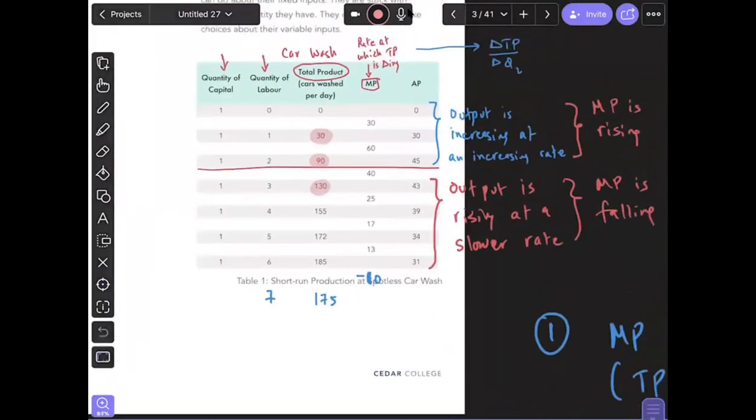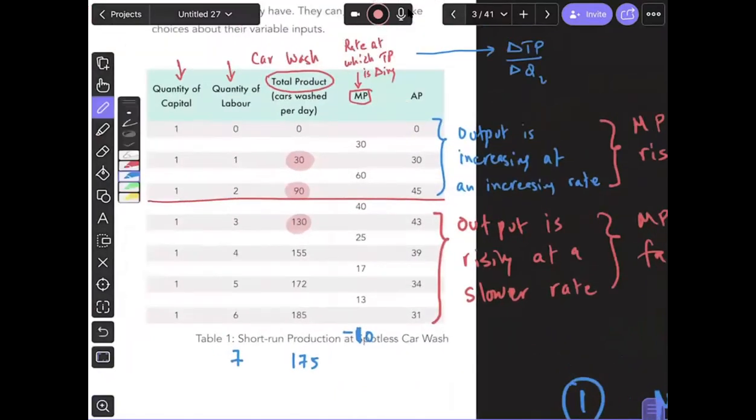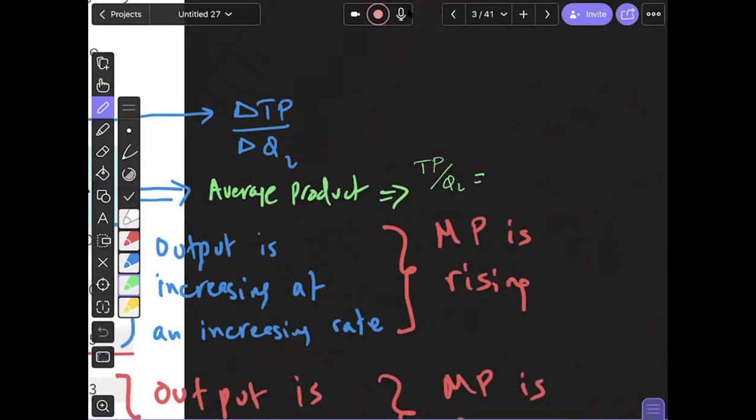Look at what AP is. AP is an easy concept, and I want to sort of quickly move on to that one. What is AP? AP is simply average product. Average product basically means your total product over quantity of labor, right? In other words, average product can also be called simply output per worker.